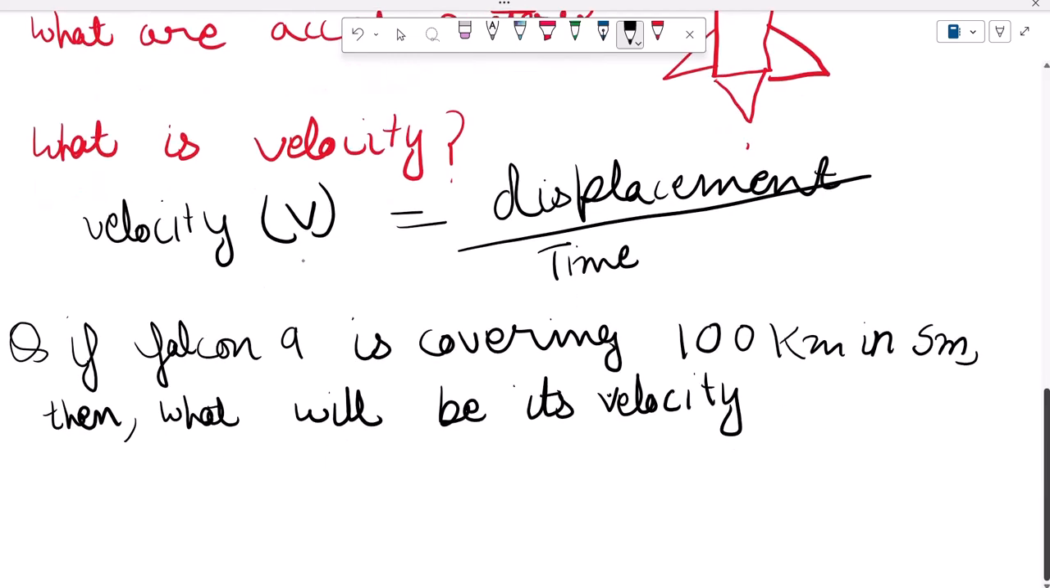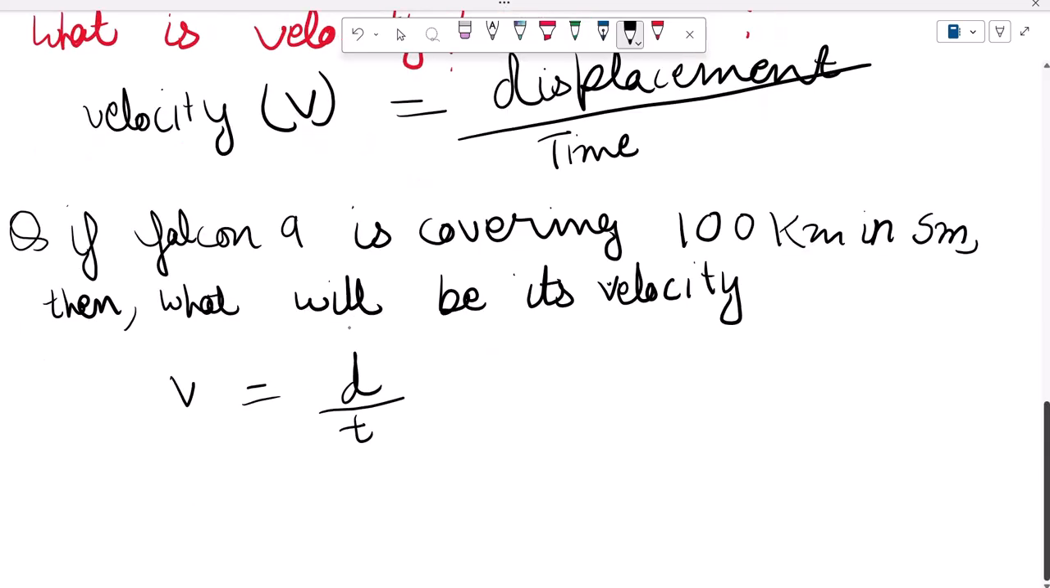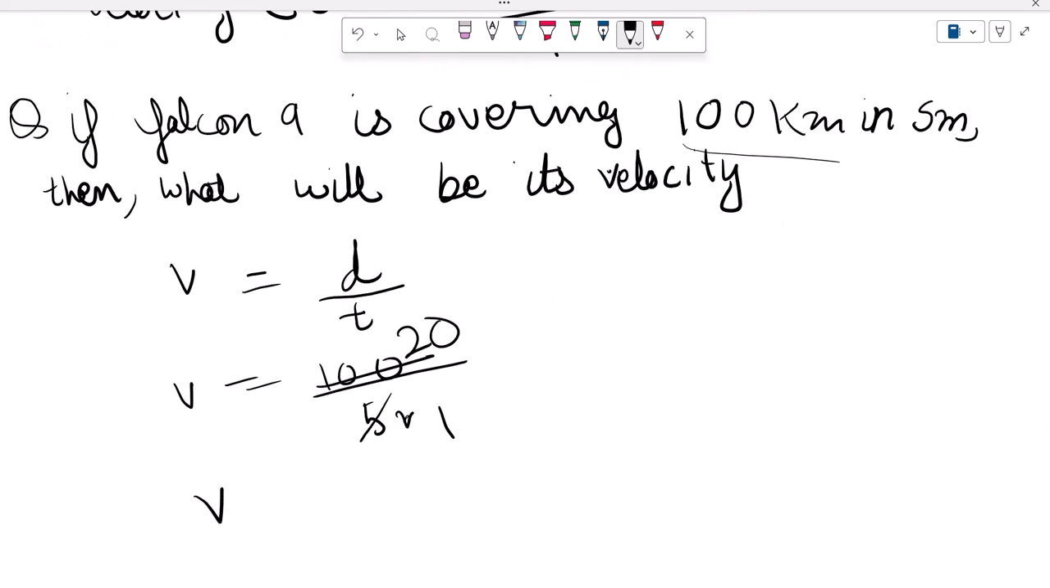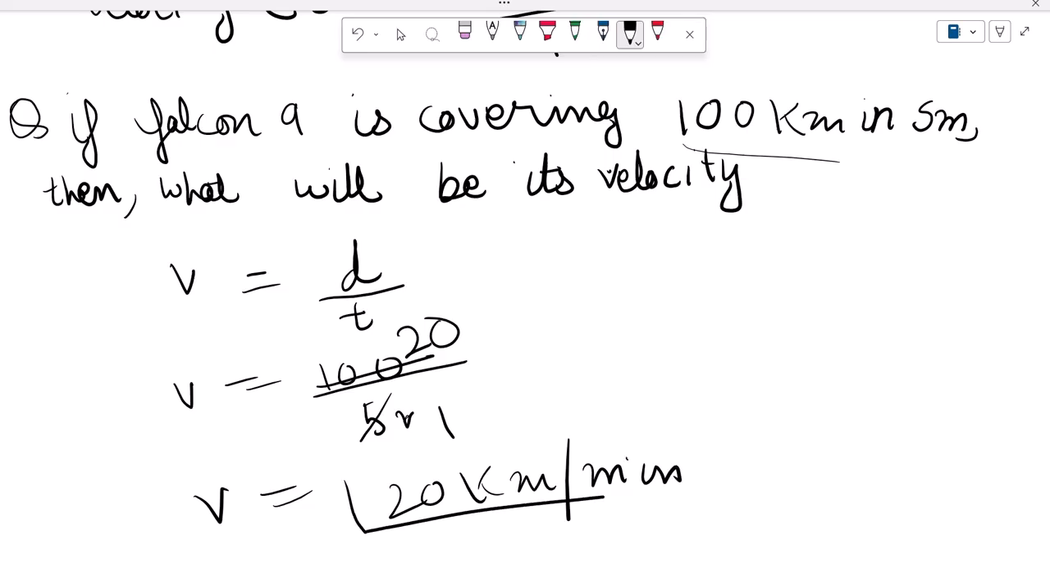So we apply the formula v equals d over t. Here d stands for displacement, not the distance. The displacement is 100 kilometers, so velocity will be 100 over 5 minutes. Five 20s are 100, so velocity equals 20 kilometers per minute. This will be our answer.